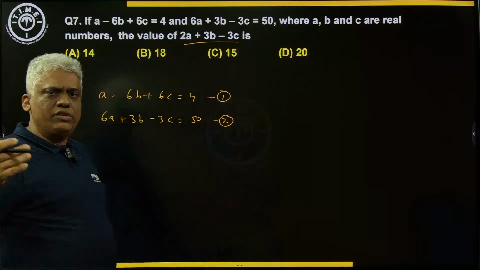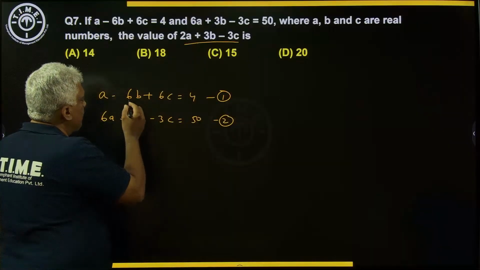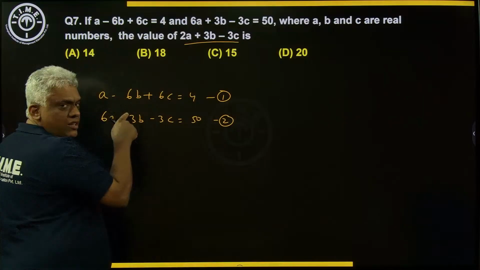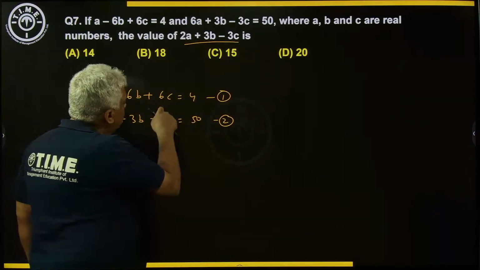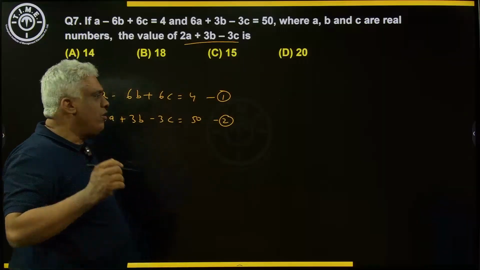Obviously, we can't solve each of them individually, but what you can observe here is the ratio of the coefficient of B, that is 6 by minus 3, that is minus 2 by 1, and 6 by minus 3, that is again minus 2 by 1. They are the same. So we can solve for A, right?